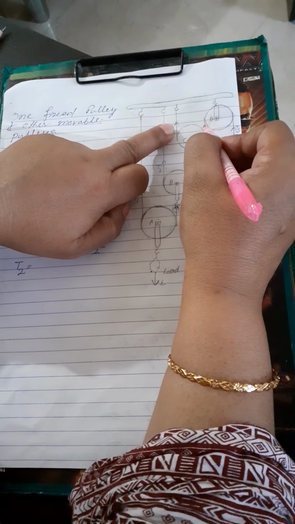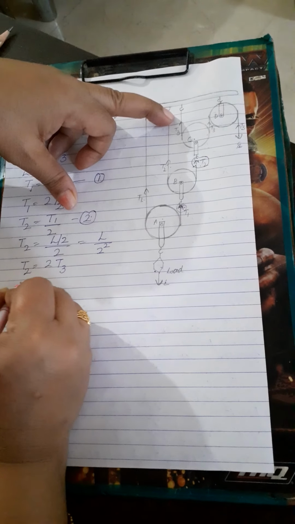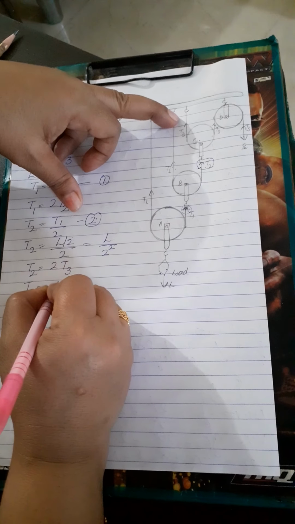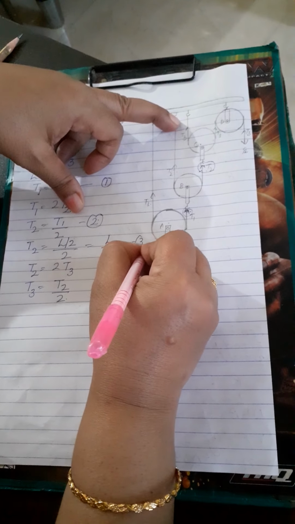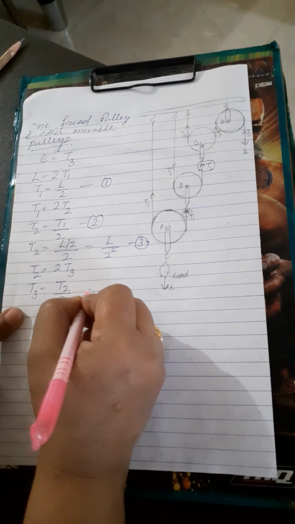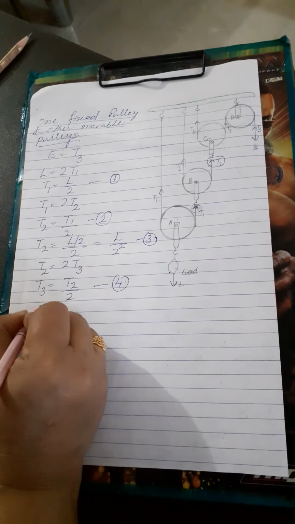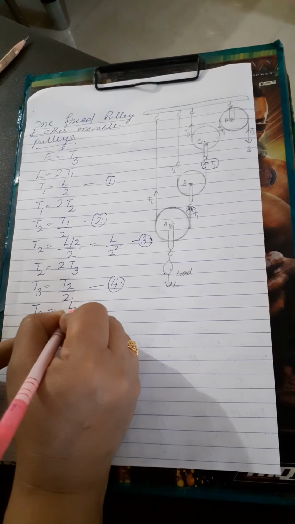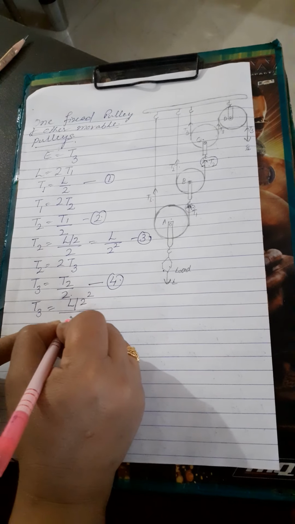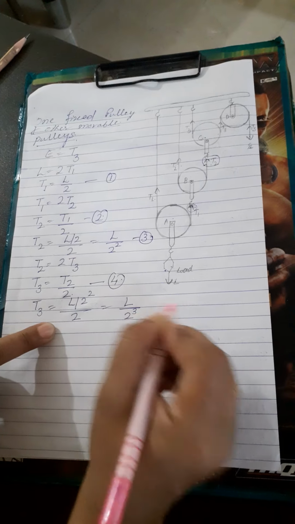T2 will act as load and it will be balanced by these two tensions, 2 times T3. So what will be the value of T3? It will be equal to T2 divided by 2. Now name it as equation number 3. Substitute the value of T2 from 3 to 4th equation. T3 will be equal to, T2 is L by 2 square divided by 2. So it will be L by 2 cube.